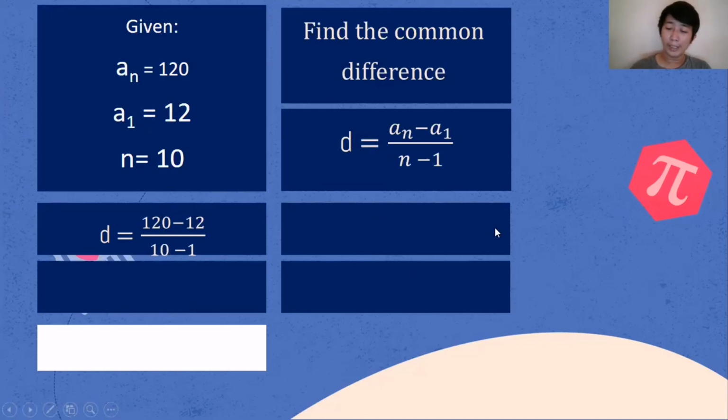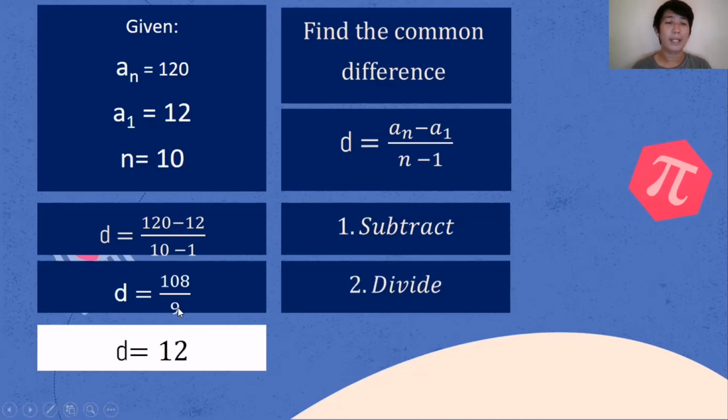We have only two processes. The first one is subtract. 120 minus 12, that's 108. 10 minus 1, that is 9. So 108 and 9. And the last process is divide. D is 12. The common difference of the given arithmetic sequence is 12, based on the given.